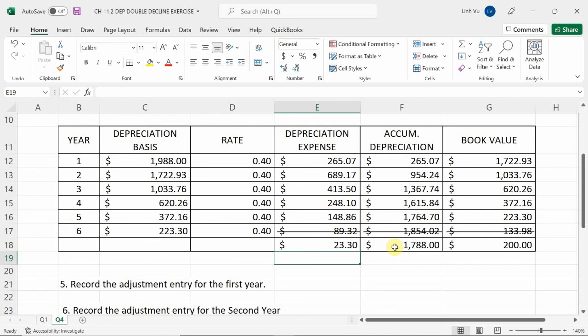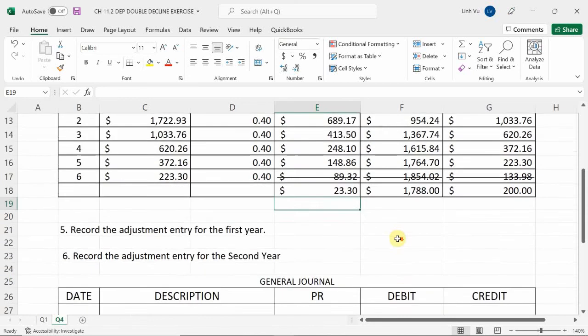Now, okay, so that's one way that you could figure this out. But if you actually already knew this, that your book value right now as of year 5 was 223.30, and you need to get to 200, right? You could have just figured out that if you subtract the two numbers, it would have been 23.30 as your depreciation expense. But I'm teaching you to work backwards if you couldn't figure that out in the beginning.